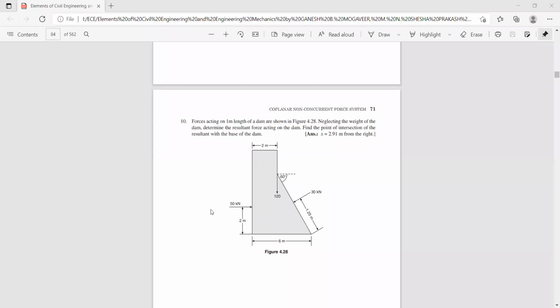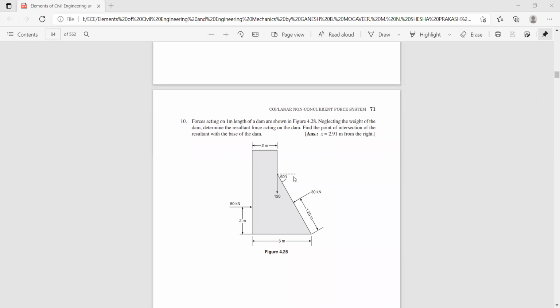So while taking the moment, 50 into 2, 120 into 2, and this horizontal component of the 30 kilonewton force causes an anti-clockwise moment because it is acting in this direction, and the perpendicular height is this height. That is given by sine 60. Sine theta is nothing but sine 60. You can call this side AB. So that is AB divided by 1.25. Thereby you will get the value of AB.